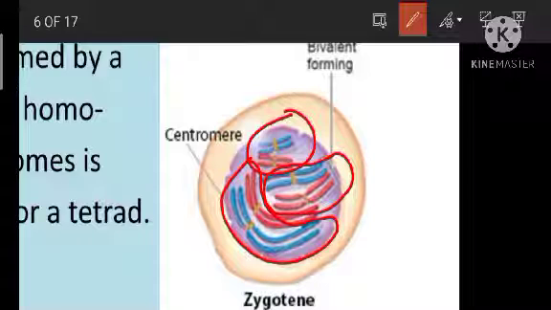So when they pair, it becomes the bivalent. Because two chromosomes are paired with each other, it is called bivalent, or we can say tetrad, because each chromosome has how many chromatids? Here you can see two are there, and here you can see two are there. So four chromatids are there. That's why we can say it is a tetrad. Okay.